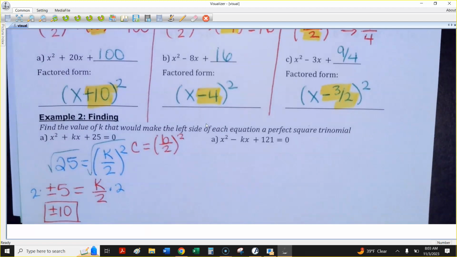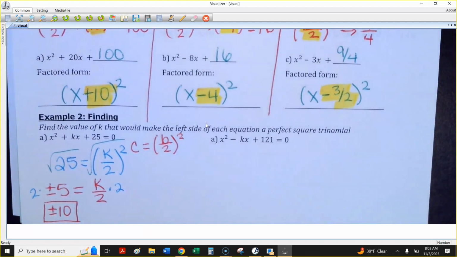And if you guys thought about that, if this was x squared minus 10x plus 25, two numbers multiplied to give you 25 and to get you negative 10 would be negative 5 and negative 5. Positive 10 would also make that a perfect square trinomial. The factored form would just be x plus 5 and x plus 5. So that's why there's two answers.